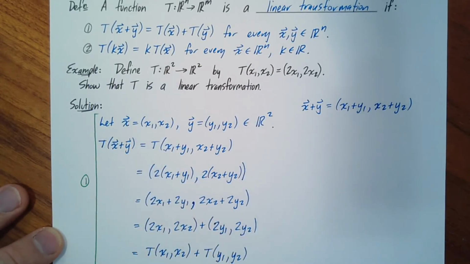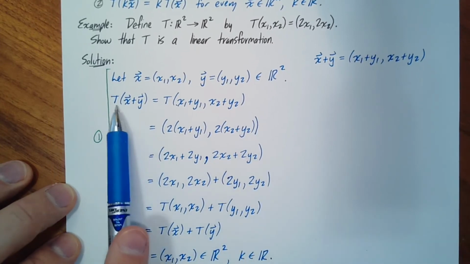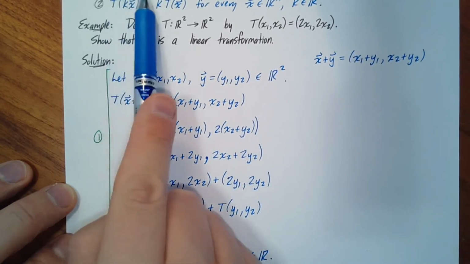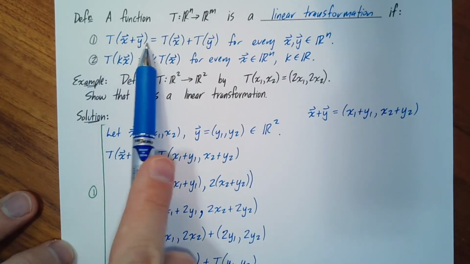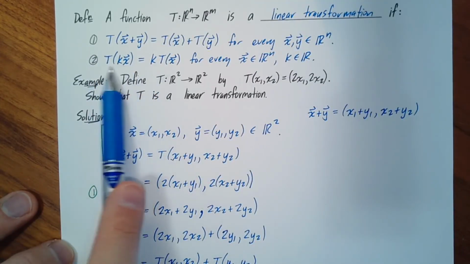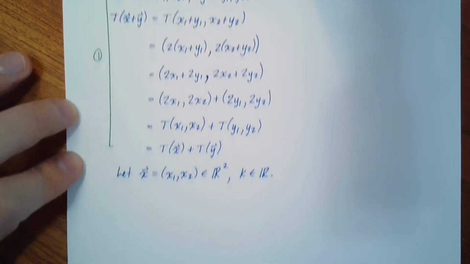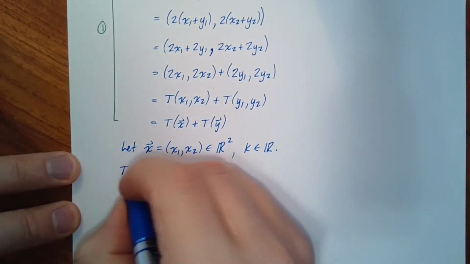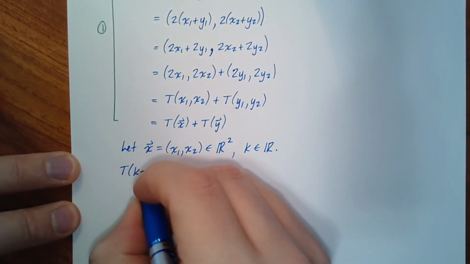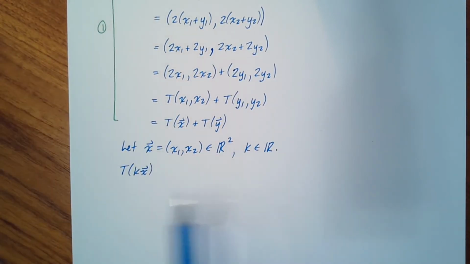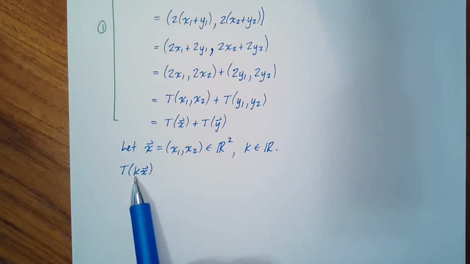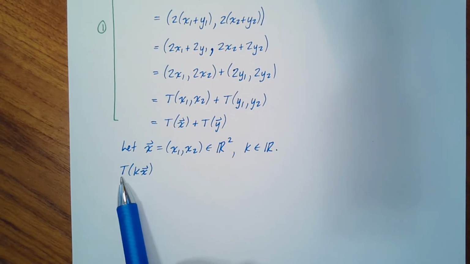So how do we do the other one? We just took our very first step. We started with the left-hand side of the equation that we were trying to verify, right? So on our next part, we're going to start with this, T of kx. So let's write down T of kx. And what that notation means is first multiply the vector x by k, and then apply the function T to it. Well, let's write down what kx is.